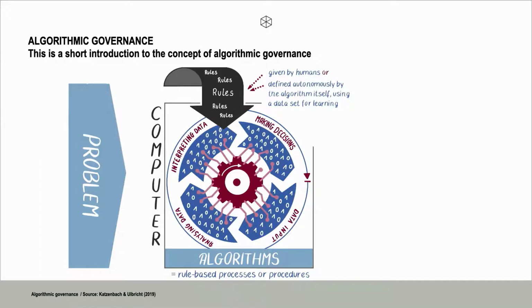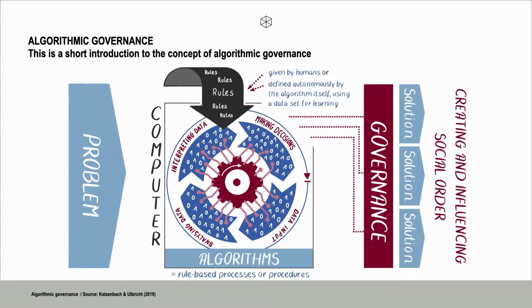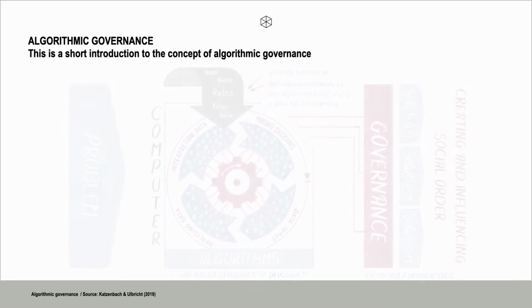The term governance can be defined as the coordination between actors based on rules. Governance includes not only intentional and goal-directed coordination, but also unintentional coordination.